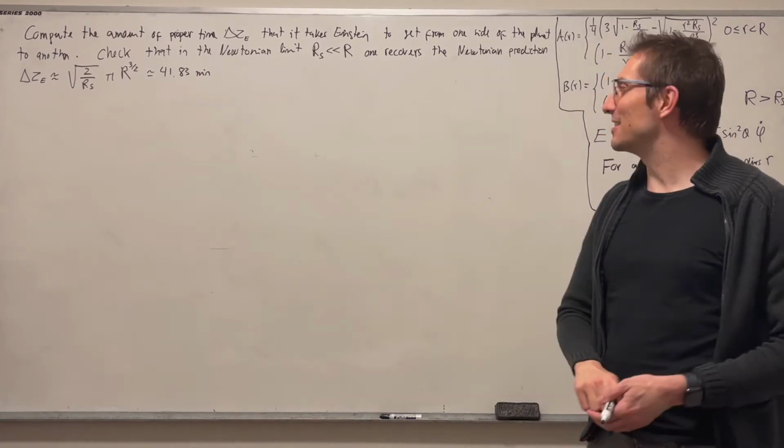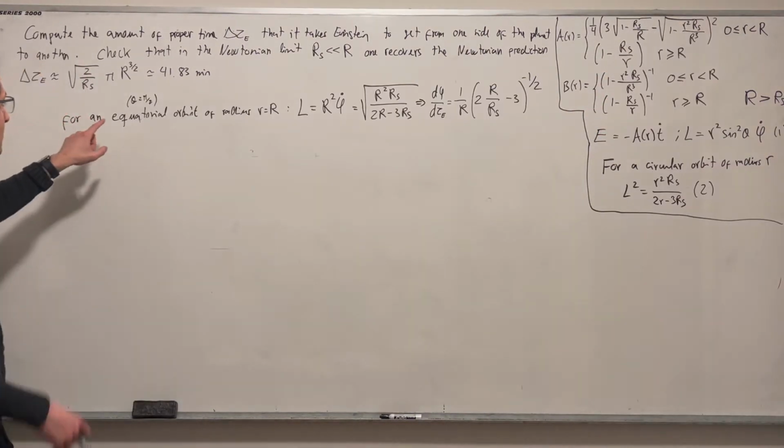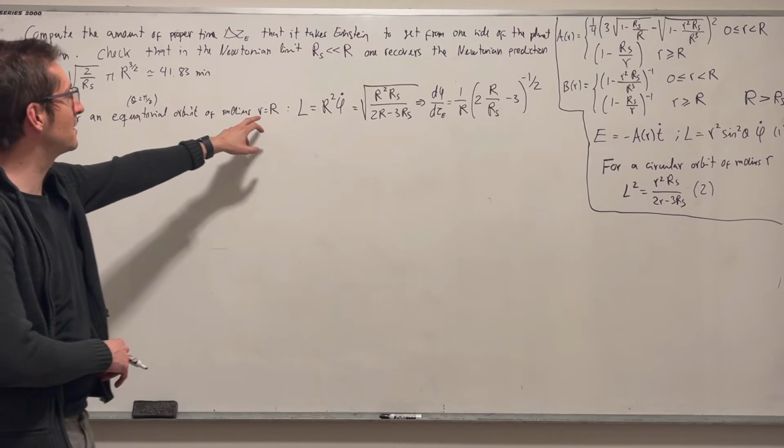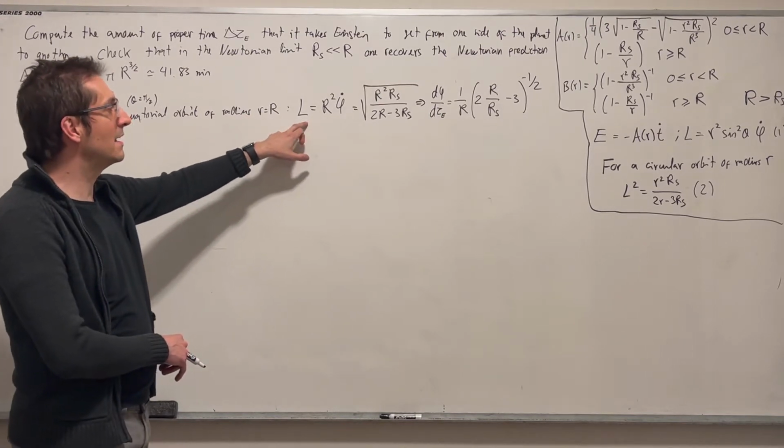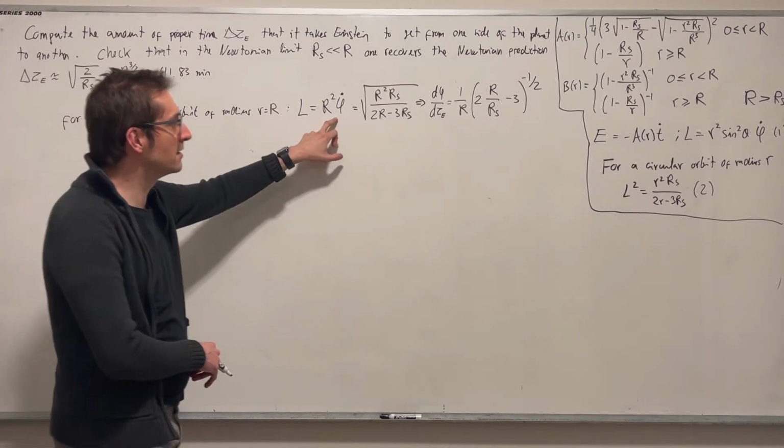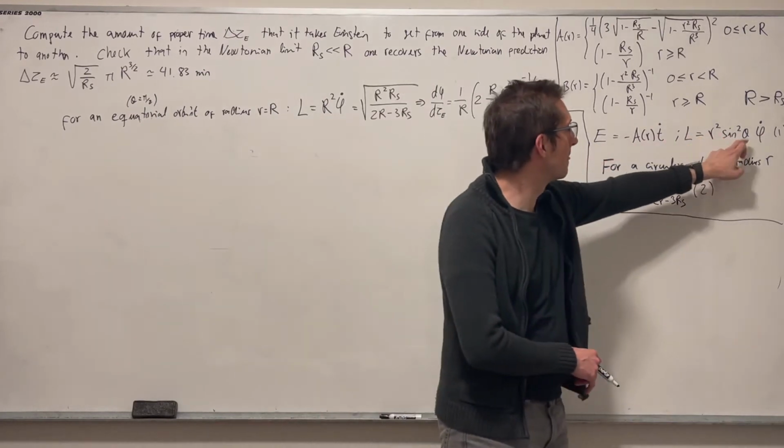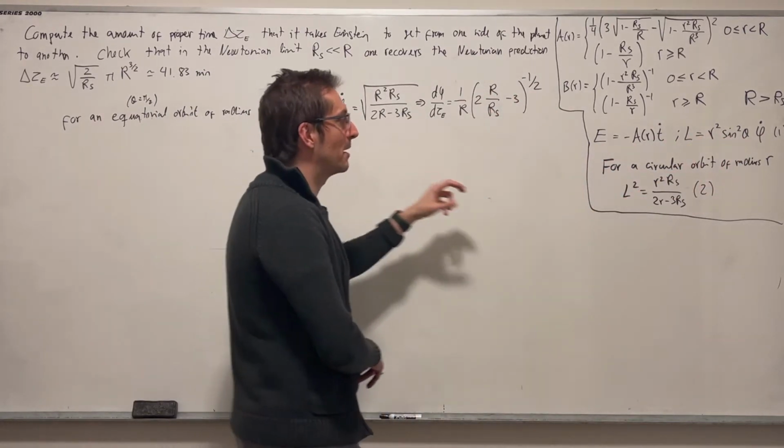All right, let's get to it. So what we do to solve this is for an equatorial orbit of radius capital R, the conserved quantity L is equal to r squared phi dot. For that I use equation 1 here. And also we got from the previous part equation 2.